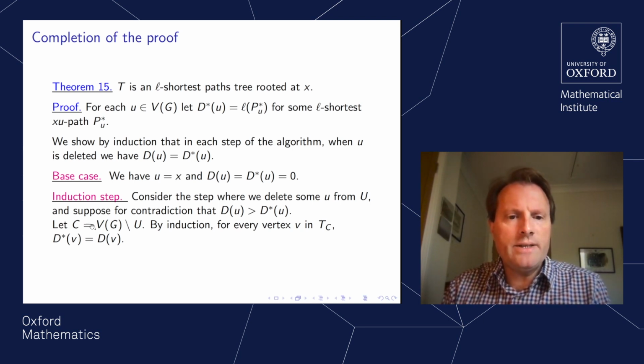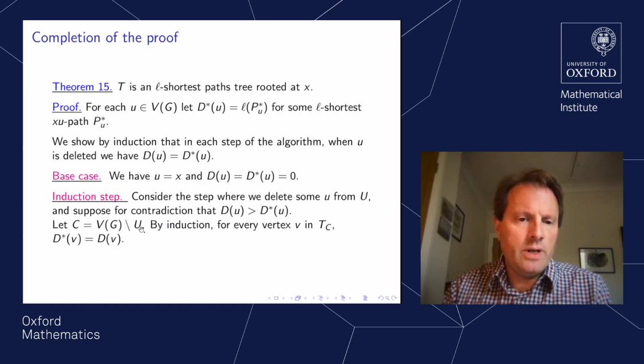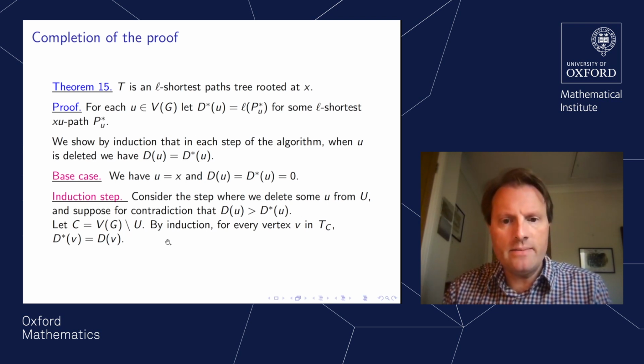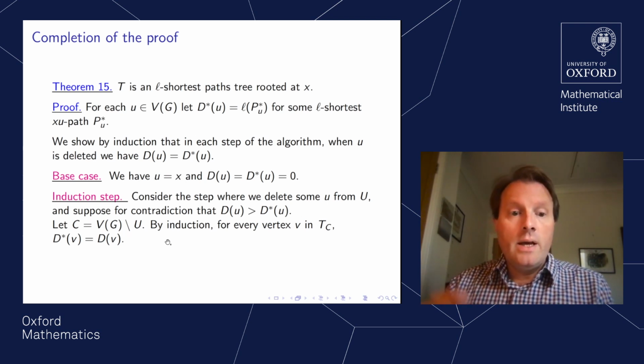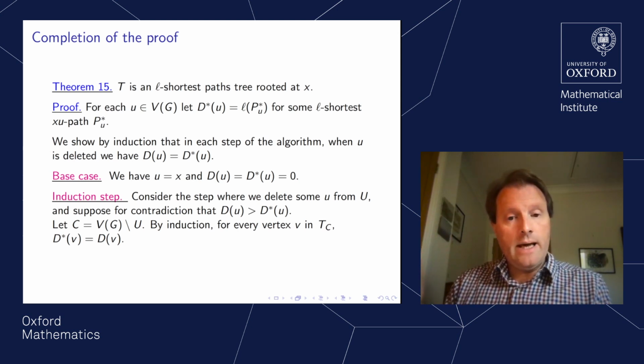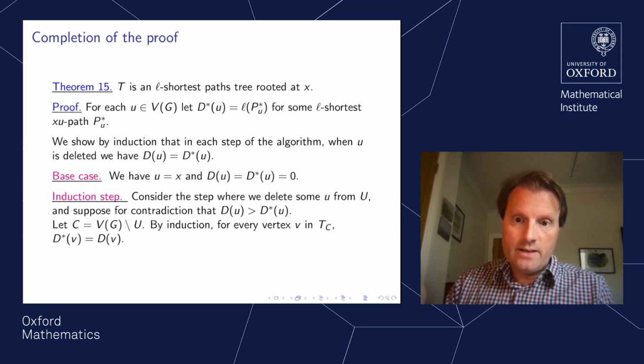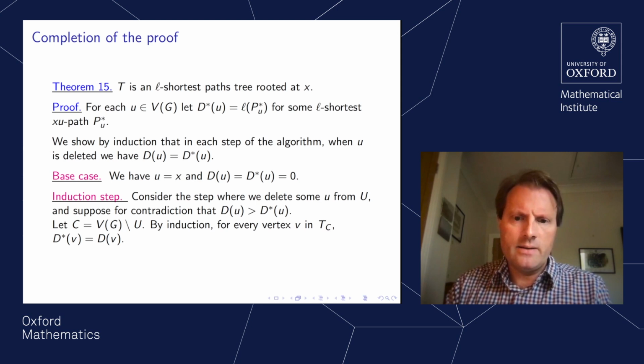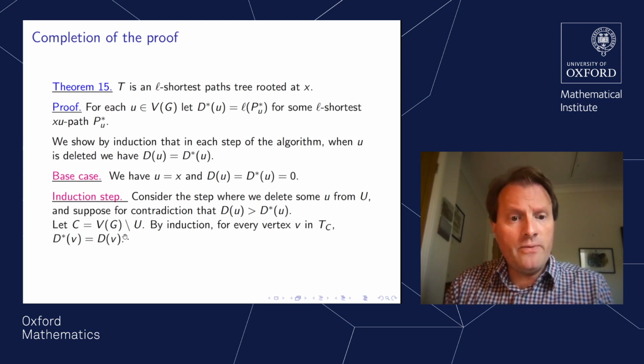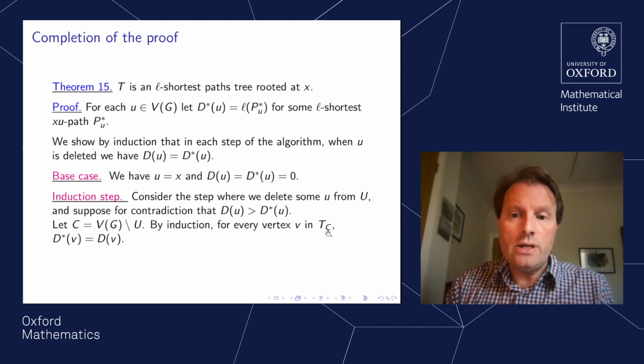Okay, as usual, let C be V_G minus U. These are the vertices that we have finalized. And we're proving that as we finalize each vertex, d of that vertex is d star of that vertex. So for the vertices that we finalized, in other words, for every vertex v in our tree T_C, we know that d star of v is d of v.